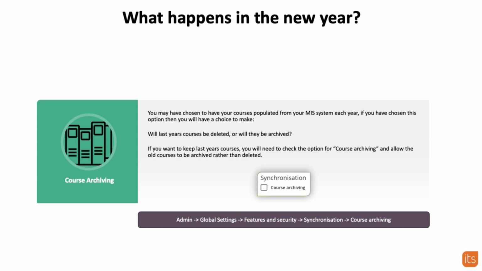So to do this, we go into the itslearning platform, we go to Admin on the top menu bar, we click on our global settings, we select Features and Security, and there's a title heading under there for synchronization, and you'll find a tick box there that you need to tick for course archiving. This will archive old courses that are no longer in your MIS system, and it will do that instead of deleting them.